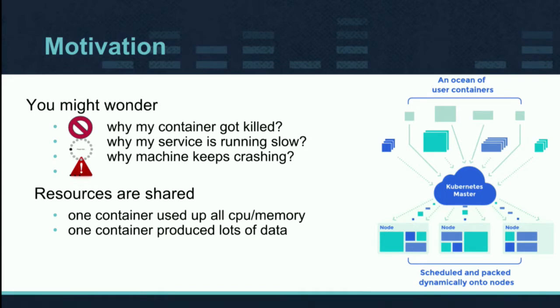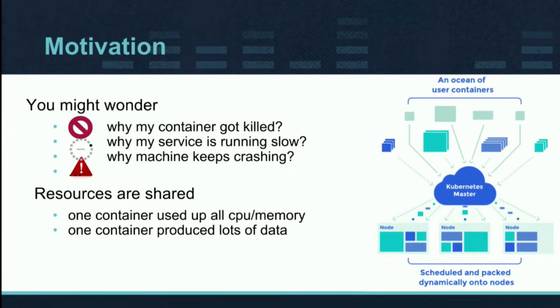So first, as we all know, Kubernetes is a solution for orchestrating containerized workloads. So when you have an application, your workloads, a scheduler will pick a node to run the containers for your applications. Over time, as a user, you might experience something not very pleasant, like suddenly your container just got killed, terminated. Or you notice your service running in a container just getting slower and slower. Or even worse, the whole machine just keeps crashing and all your workloads running there are in trouble. So why, what's going on?